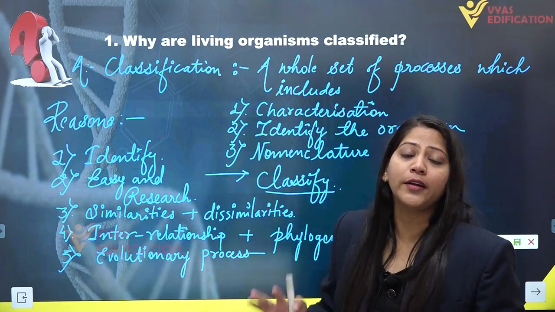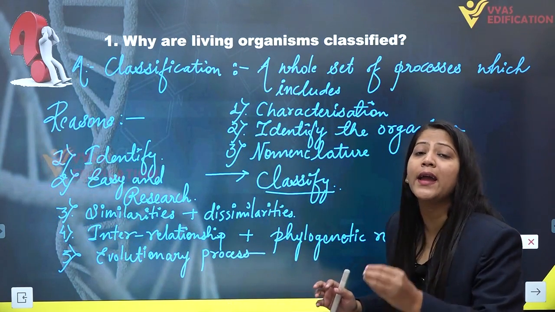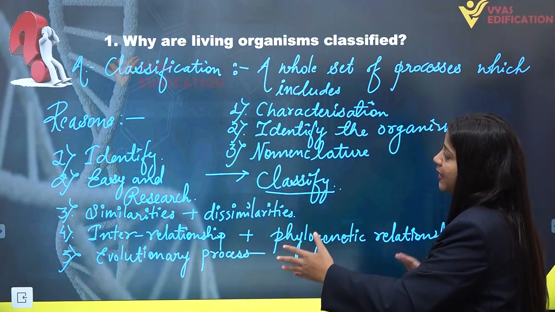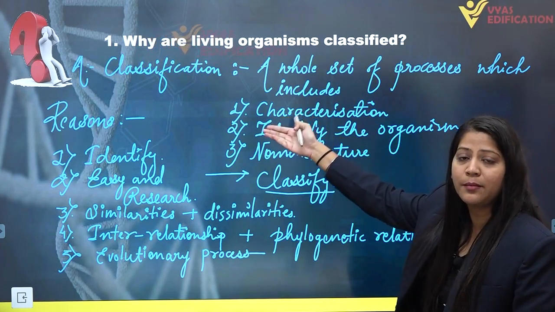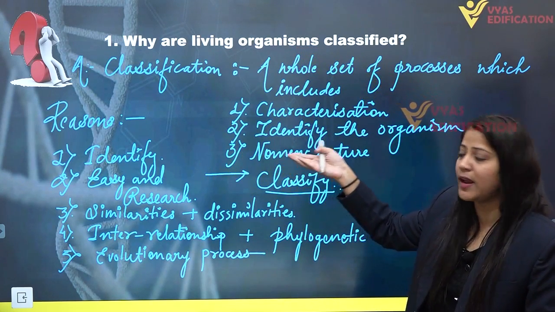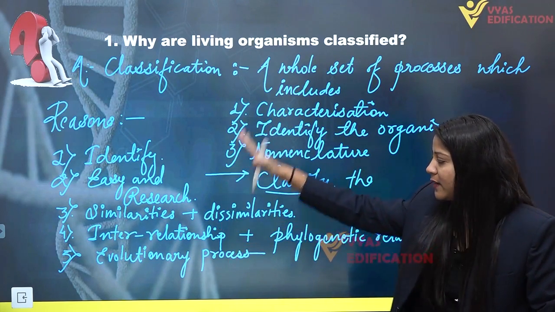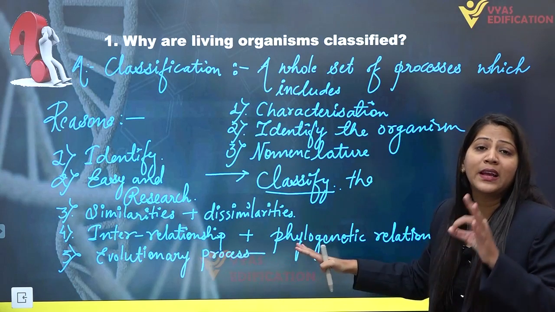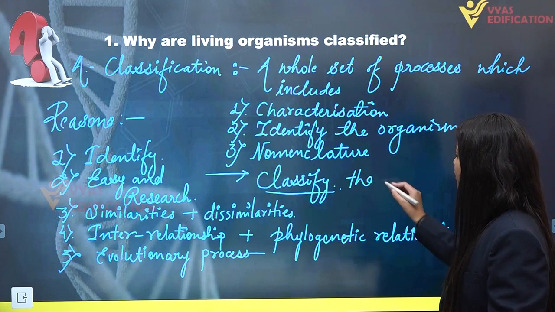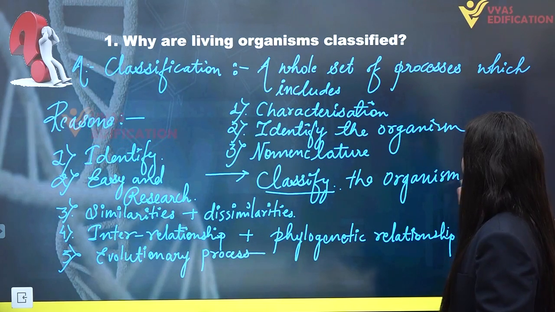I hope you got all the clear answers to what is classification and why living organisms are classified. Classification is a system which includes different processes such as characterization, identification, nomenclature, and then finally we classify the organism. And here are the reasons why we need to classify living organisms into different groups, which include several kinds of reasons.